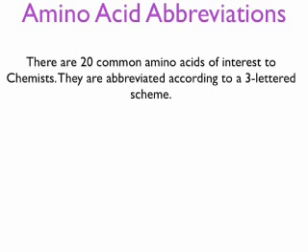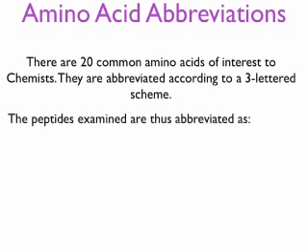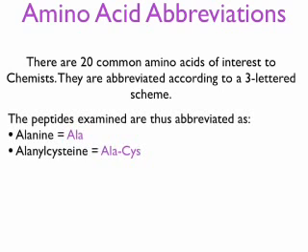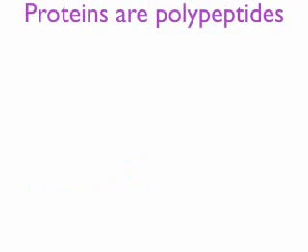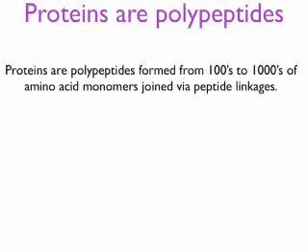Here's a couple of examples. Alanine tends to be referred to as ALA. Alanyl cysteine would therefore be ALA-CYS. ALA-CYS-ALA, GLY-PHE, ALA-CYS, ALA-LYS, off we go. It's the first few letters of the amino acid monomers. Now, proteins, therefore, are polypeptides formed from hundreds to thousands of amino acid monomers. And they're all joined via peptide linkages. So they're incredibly complex molecules.